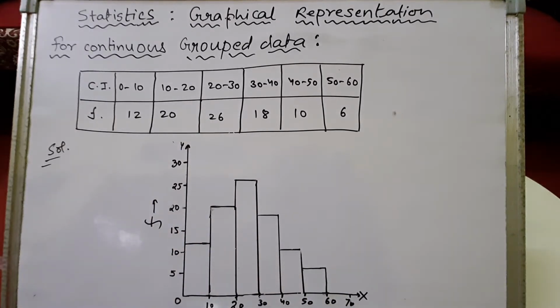Then for the class interval 10 to 20, the frequency is 20, right? So the breadth, or the base, is 10 units, and the height is 20 units, because the frequency is 20. Similarly, in the class interval 20 to 30, the frequency is 26, so we will take the height a little above 25, at 26. This way we will be constructing the histogram. Note down the solution, children.